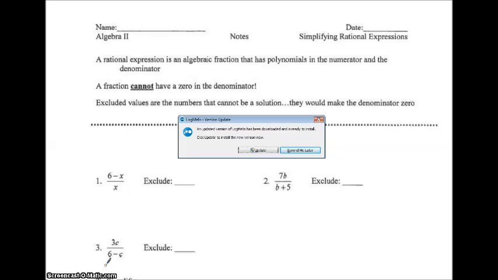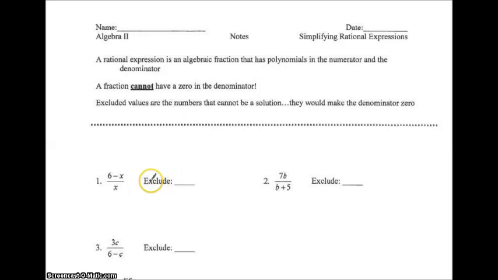If you have something, you cannot split it into zero parts because you have something. So if you divided by zero in your calculator, you would get an error. So keep in mind, you cannot have a fraction with a zero in the bottom, which means we're going to have to exclude some values. Your excluded values are the numbers that cannot be a part of the solution because they would make the denominator zero.